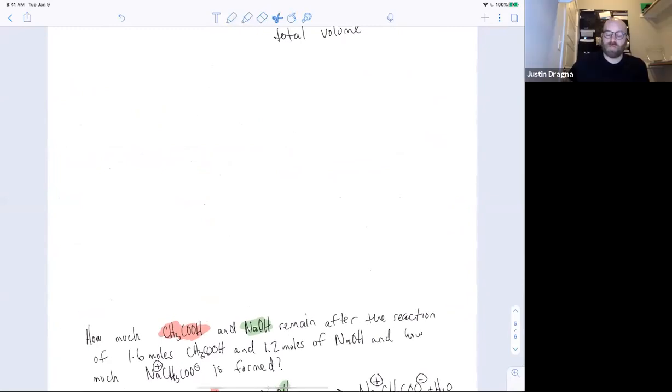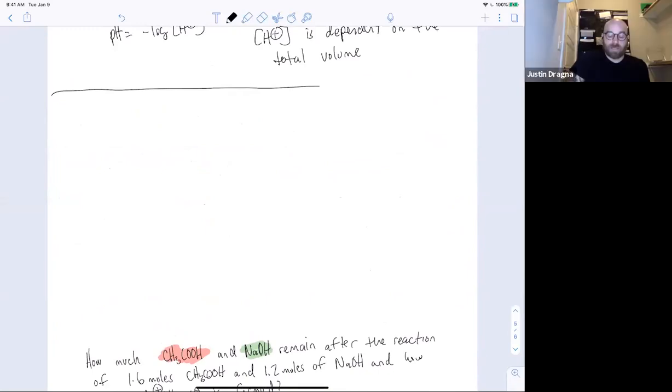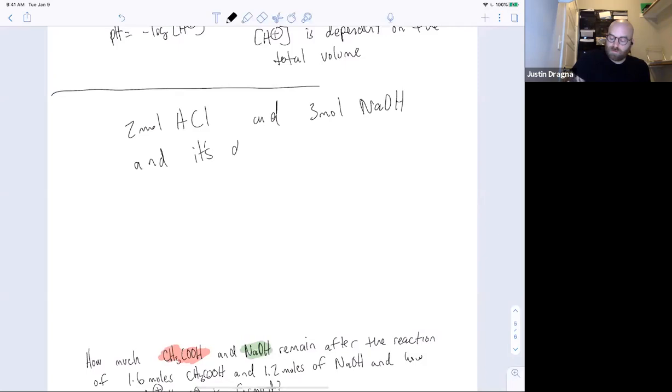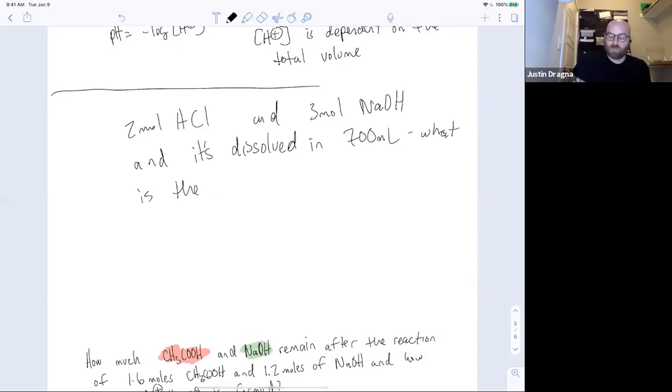No, no. So if they say you've got 2 moles of HCl, and I want to make sure I got your problem right, let me put a different number, 3 moles of sodium hydroxide, and it's dissolved. I think you said 700 milliliters. Yes, exactly this kind of problem. What is the pH?